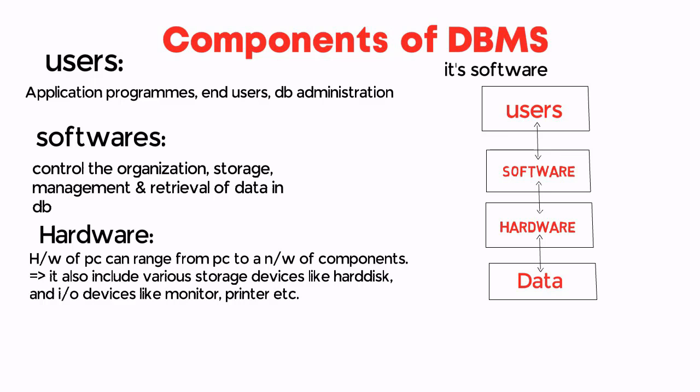So hardware is a system which can range from personal computer to network components. So here it also includes various storage devices. So hard disk and IO devices all come under the hardware. If we want to communicate with the data, we need some storage devices to store the data like hard disk, and also we require some IO devices like monitor and printer to retrieve the data and to display the data on the screen. We need some hardware devices, and also if you want to see the hard copy, you need a printer. So hardware is one of the components used in the database management system.